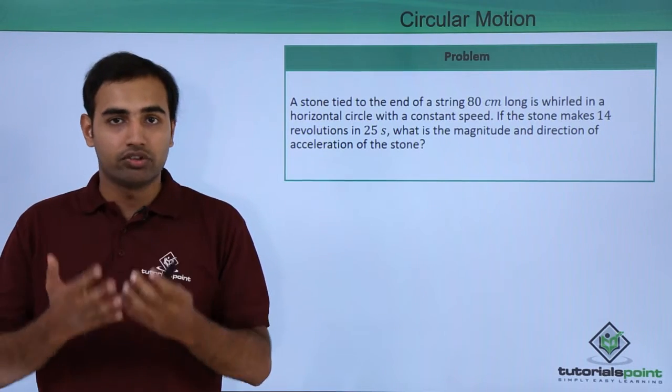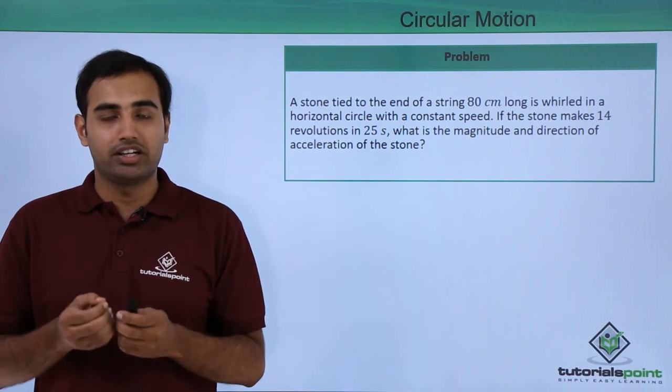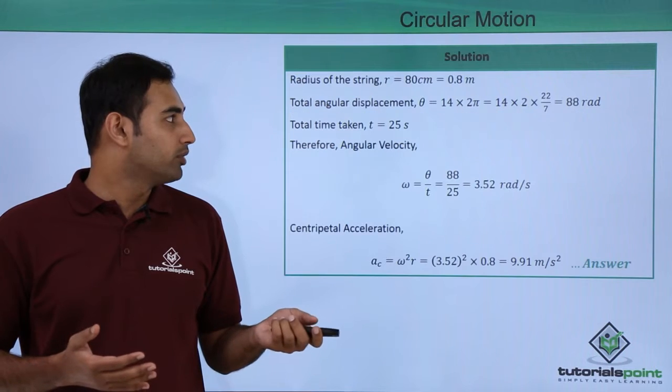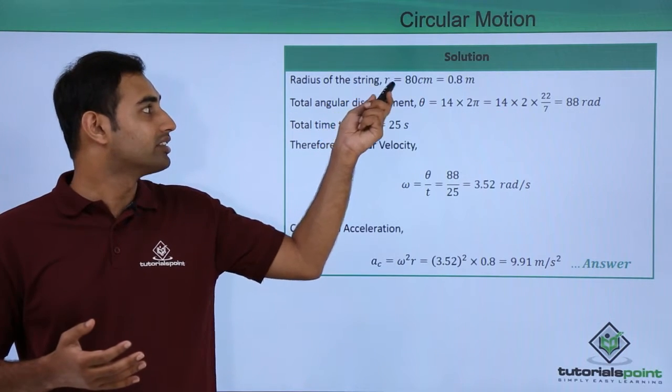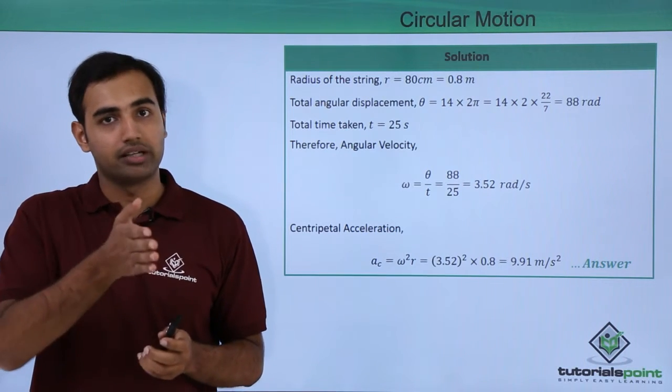So essentially in uniform circular motion, the only possible acceleration is centripetal. So we are supposed to find the magnitude of centripetal acceleration. Let's begin solving this problem. Here the string length is given to me as 80 centimeters. We'll convert it to meters, making it 0.8 meters.